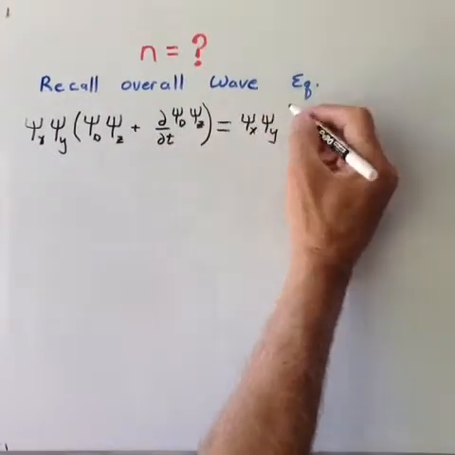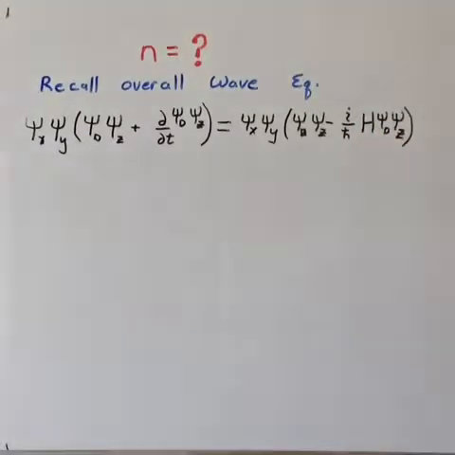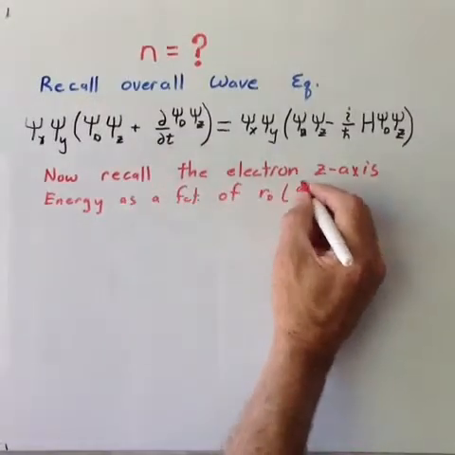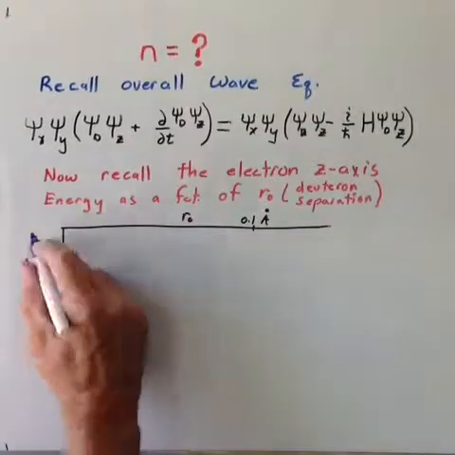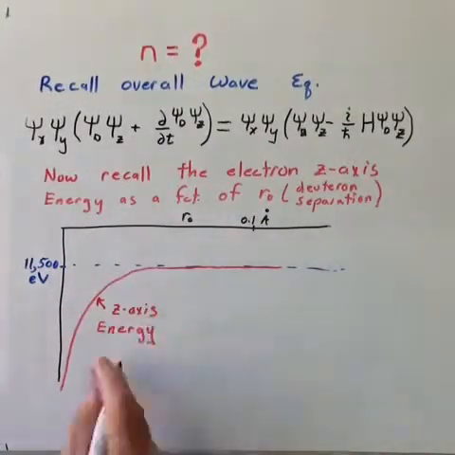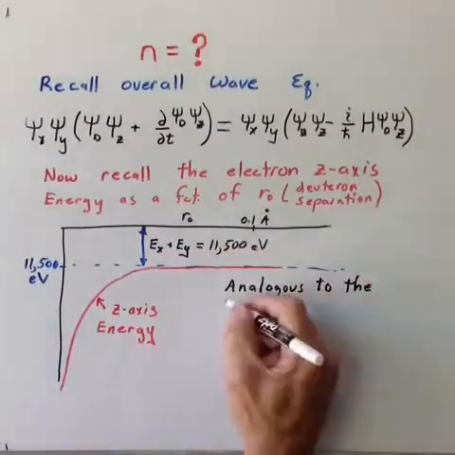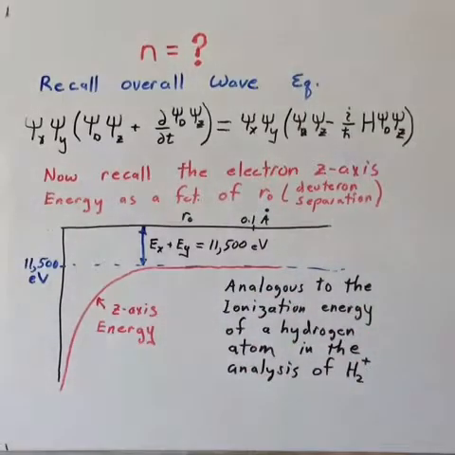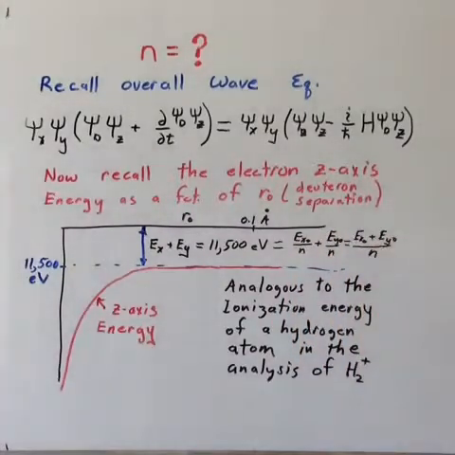And now recall from the z-axis electron analysis the energy versus deuteron separation curve. The z-axis energy had a sort of energy of formation of minus 11,500 electron volts, analogous to the ionization energy of hydrogen. This energy is a constant and is the sum of the electron kinetic and potential energies of the x and y dimensions. We are now ready to calculate n, which will be a function of the deuteron separation.